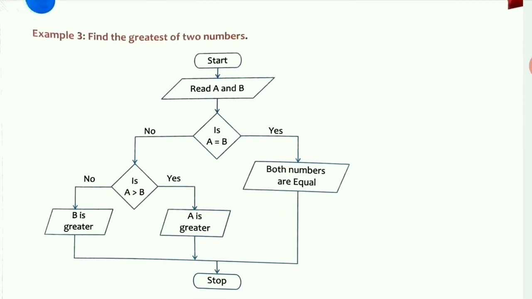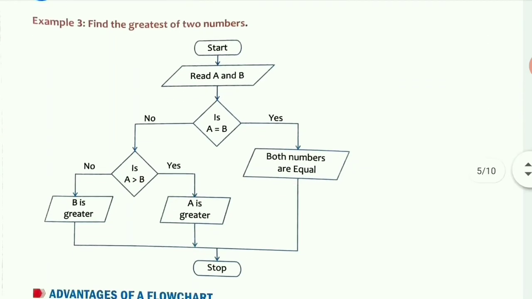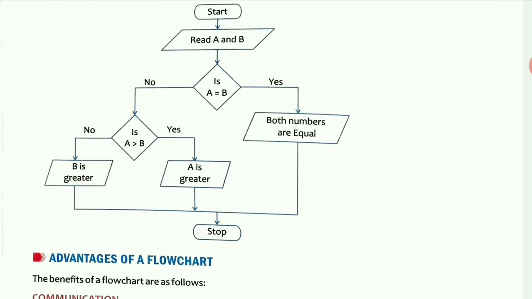So let us see the third example. Find the greatest of two numbers. Start, read a and b. Read means input, we are inputting the values of a and b, so we have to use here the input/output box, that is a parallelogram. And now you have to check which one is greater. For every decision we have to use the decision box, and that is the kite. So here you have to write: is a equal to b?